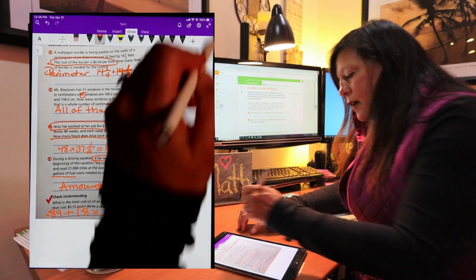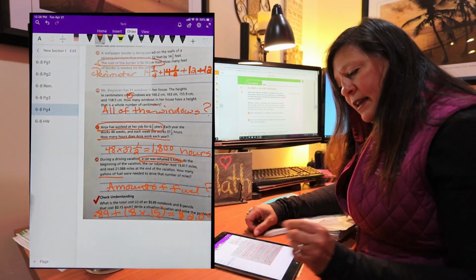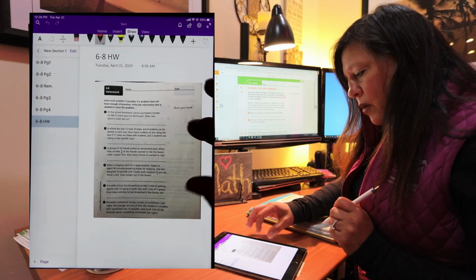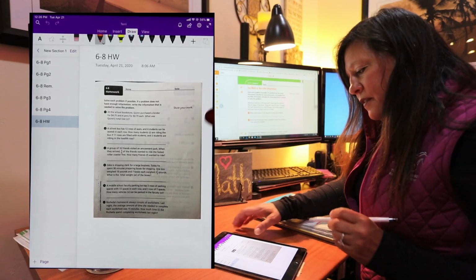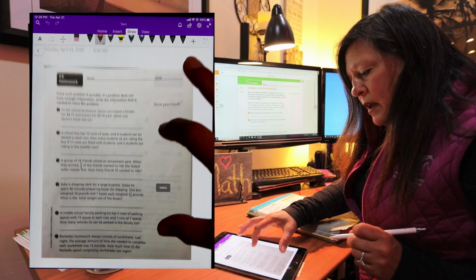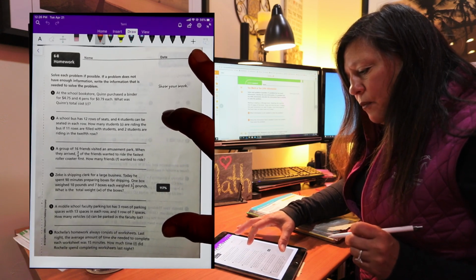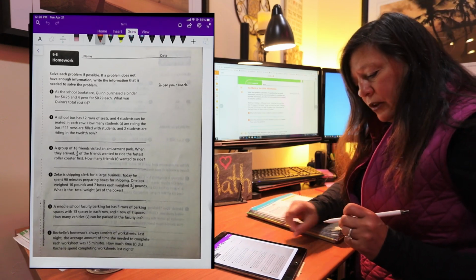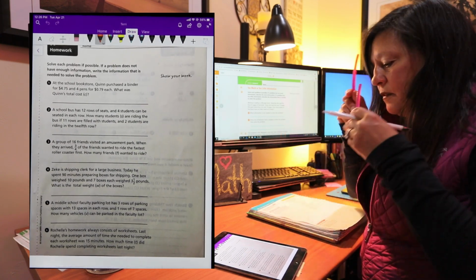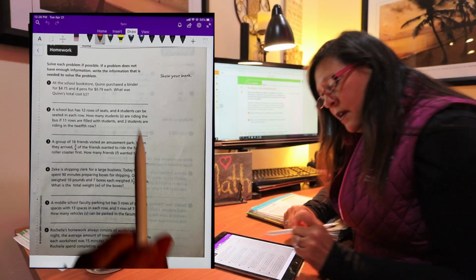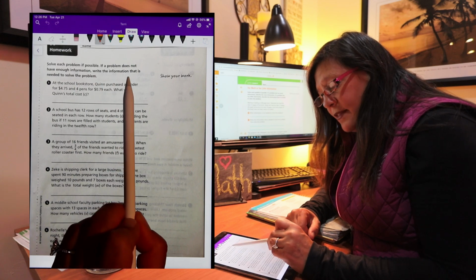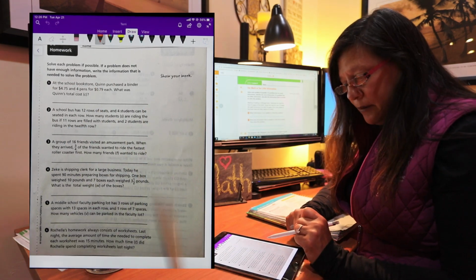Let's go ahead to our homework side and go through those story problems. You did the remembering side in part 1. So let's go ahead and look at the homework side. And if you struggled on the stretch you're thinking, on the homework side for 6-8, hopefully after this lesson that will help you out a little bit, okay? Here we go. Gotta get the spectacles out here again. Okay, solve each problem if possible. If a problem does not have enough information, write the information that is needed to solve the problem.